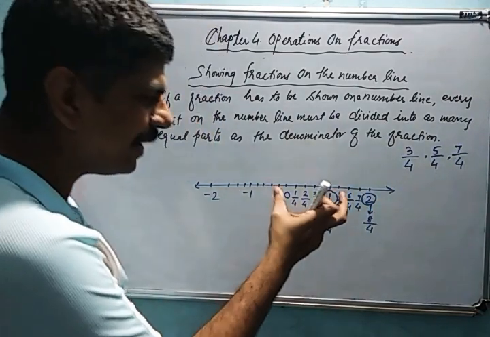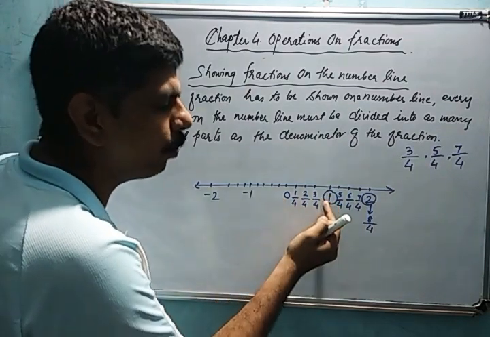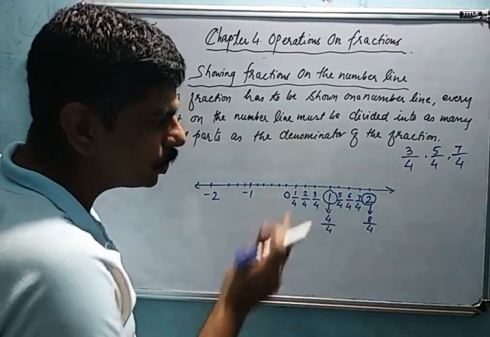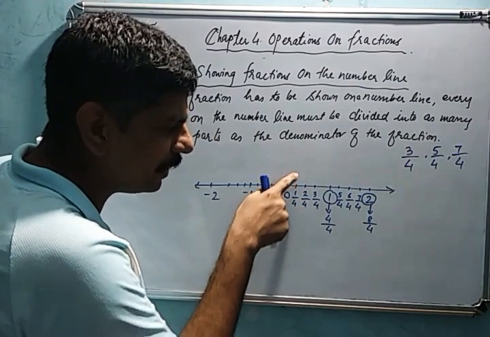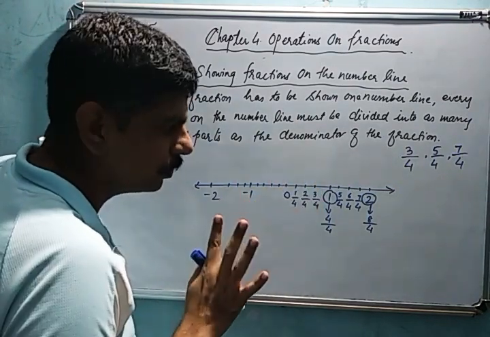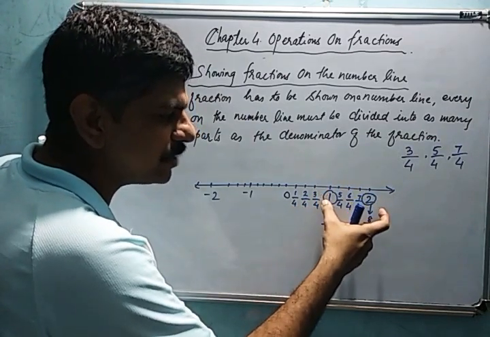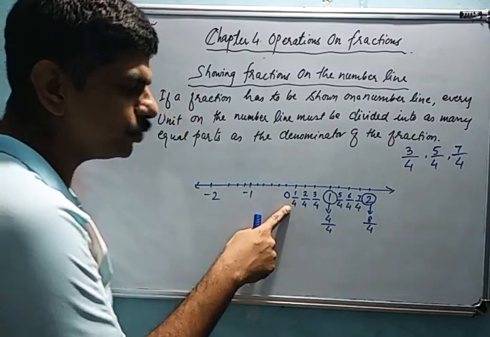So I have to divide each unit. Unit means one distance of 1, that is 0 to 1 or 1 to 2. This is called a unit, isn't it? So each unit has to be divided into 4 equal parts. So I have divided here 1, 2, 3, 4. Next one 1, 2, 3, 4. So each unit has to be divided into 4 equal parts. So how should we count it?